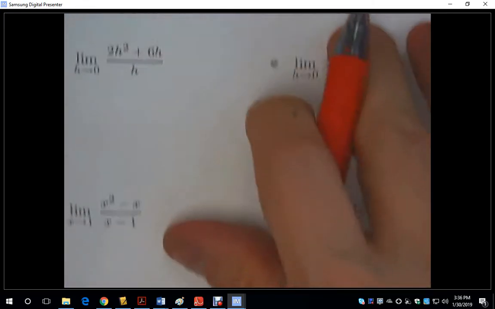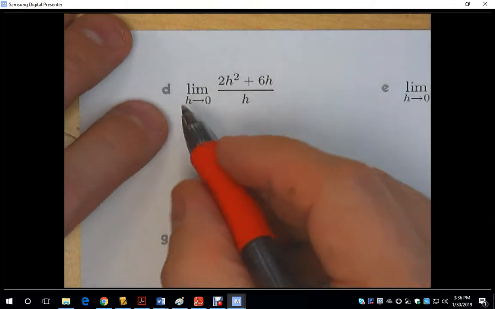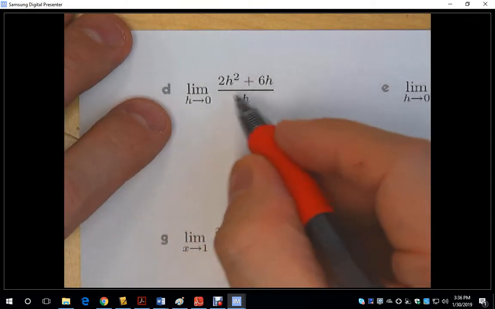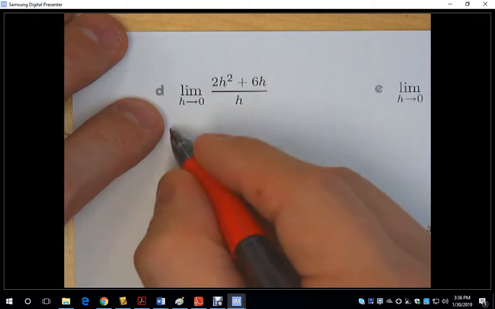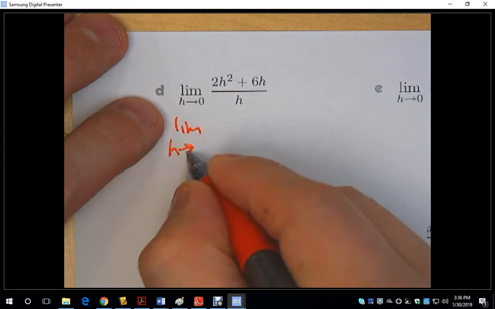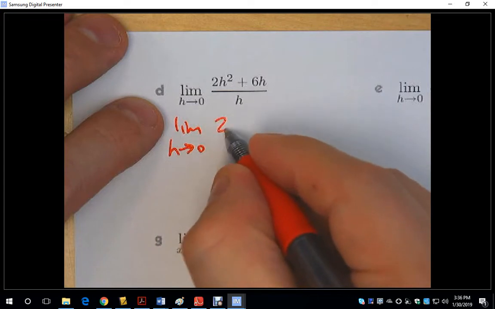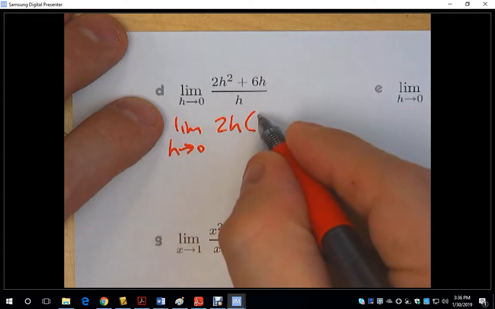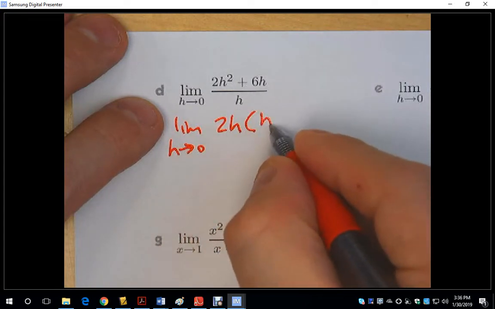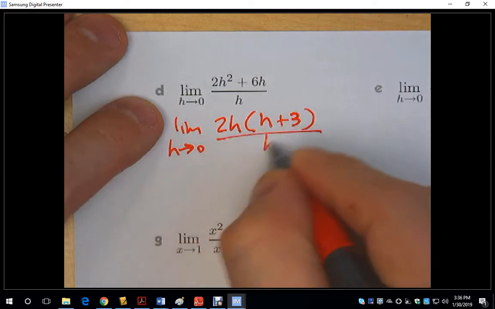So let's continue. The next one, if h is 0, same problem. I'm going to factor out. In this case, I can factor out, so I have the limit as h approaches 0. I'm going to factor out a 2 and an h, so I have 2h, and that's going to leave me in parentheses with h plus 3 over h.